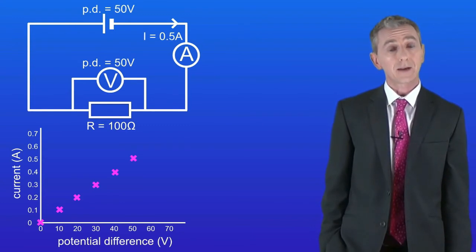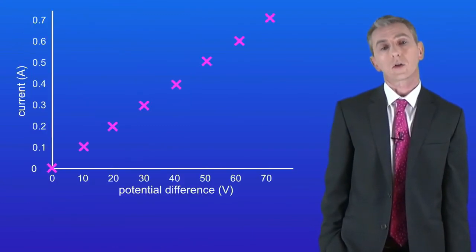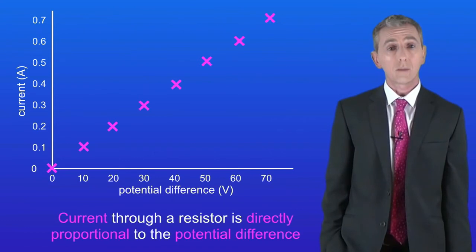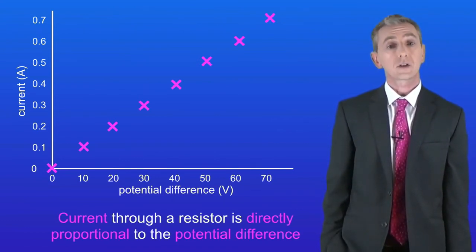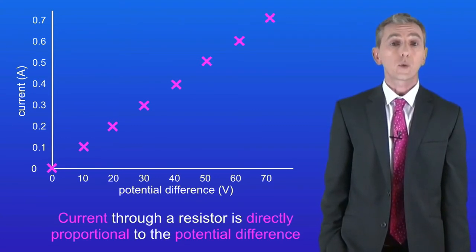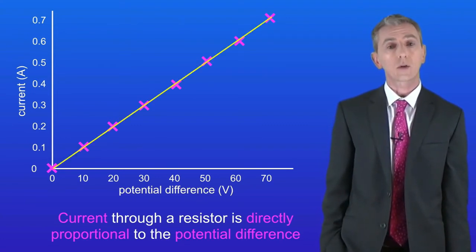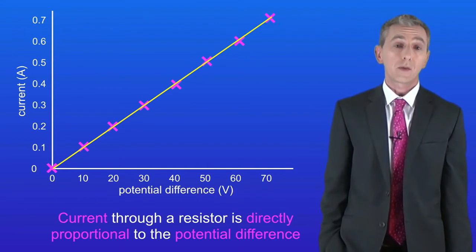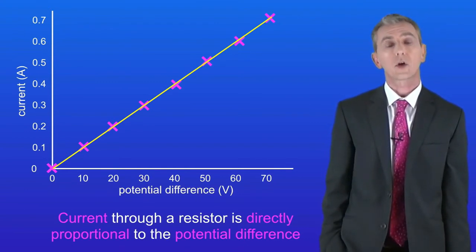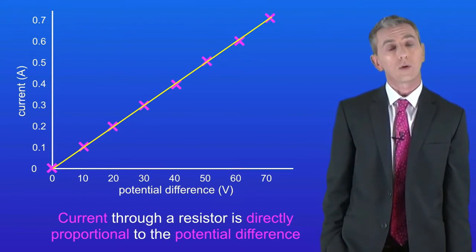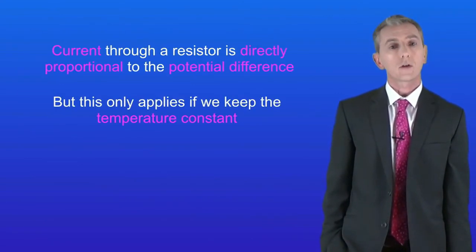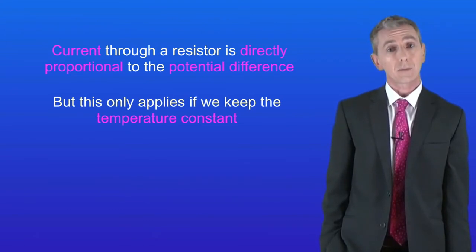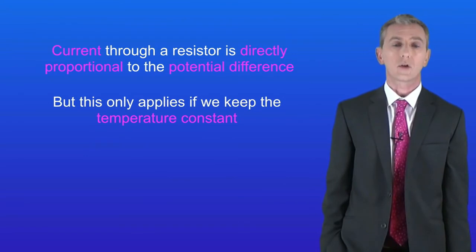Now, we can see a clear pattern here, so let's take a closer look. We can see that the current moving through the resistor is directly proportional to the potential difference across the resistor. And we know that because we get a straight line going through zero. Now remember, this only applies if the temperature is kept constant. And that's really important, and the exam could ask you that. So the key point is that the current through a resistor is directly proportional to the potential difference, but this only applies if we keep the temperature constant.